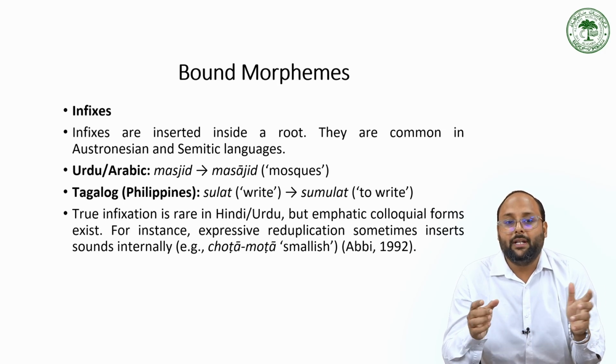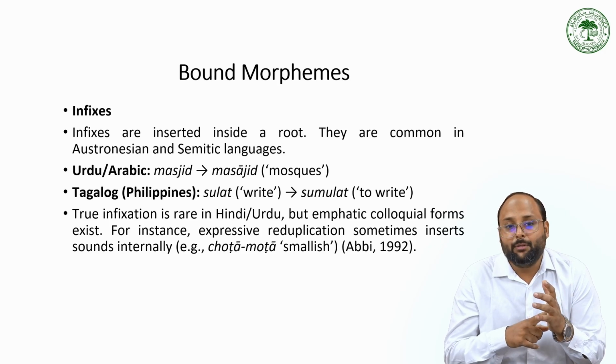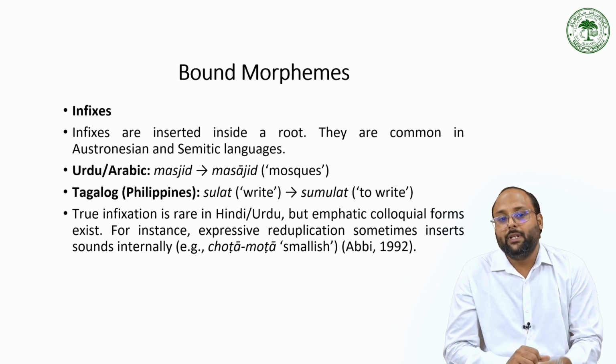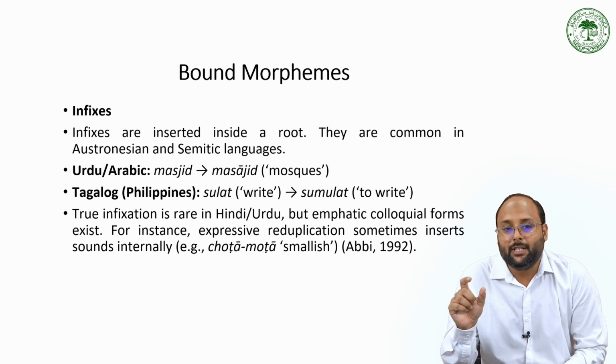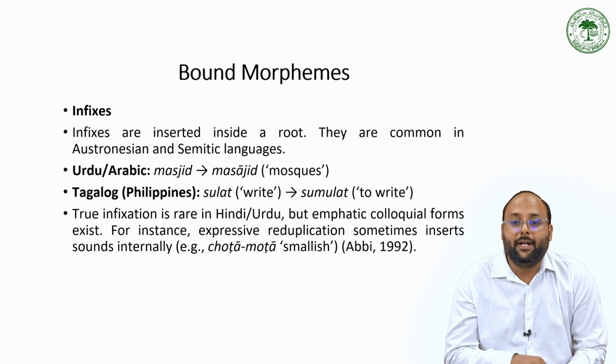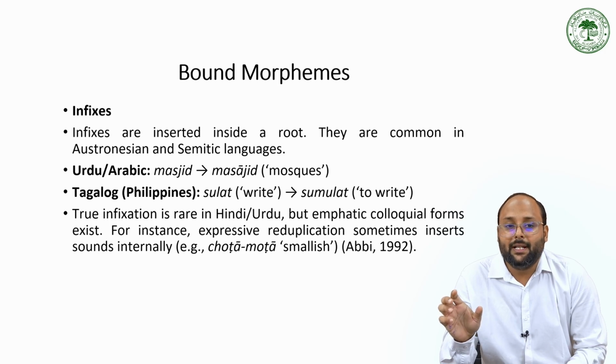They are common in Austro-Asiatic languages and the Semitic languages. Semitic languages means Arabic and Hebrew. For an Urdu Hindi example, we can take one from Urdu that comes from an Arabic or Persian background, like masjid becomes masajid. We have another example from Tagalog. There is a word sulat, which means write, or sumulat, which means to write. Here we are adding um inside the word sulat, so it is considered an infix which attaches inside the word.